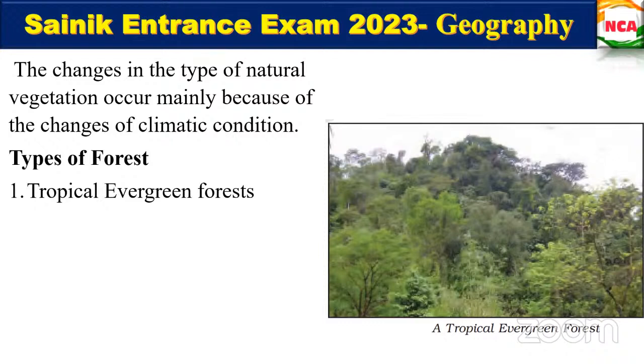Tropical evergreen. I told you about the three different trees present in the tropical evergreen forest with thick canopies. What are the few examples we have seen in the last class? Rosewood. Do you remember that? Rosewood, ebony, and mahogany, right? Do you remember that or not? Srivatsan, Jino?